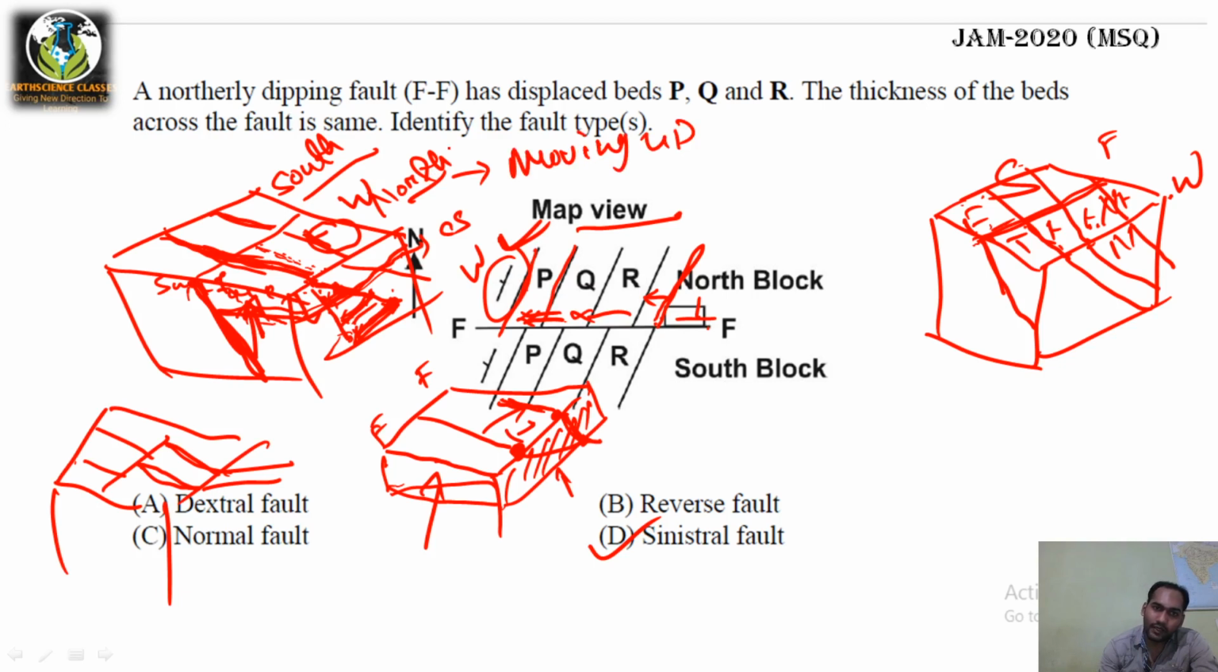So the north block is the hanging wall because it is resting over the fault plane, and the south block is the foot wall. So the hanging wall moved off. Hanging wall is moving off, so it is a reverse fault.